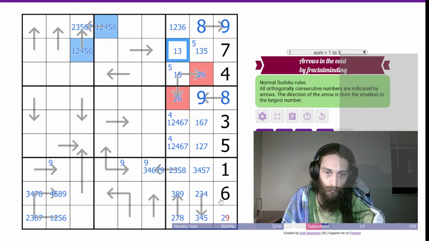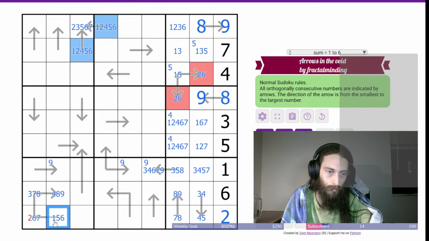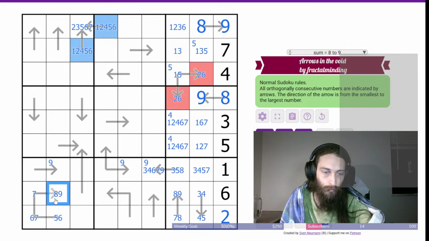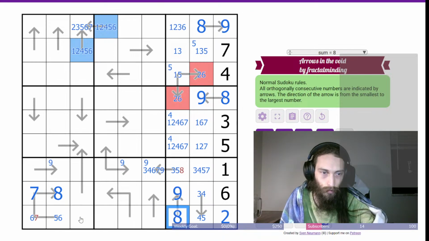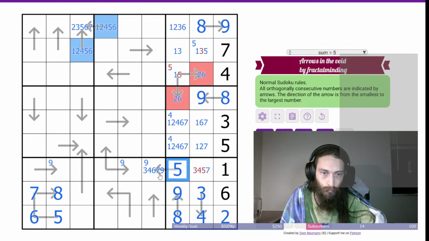But this is a 2 now, so we take all of those out. 3 and 3. 2, 3, 4, 5. 1, 2, 3, 4. 8, 9 pair removes the 8, which removes the 9, which means we have 7, 8, 9, 8, 6, 5. 5, 6, 7, 8. That works. 4, 3, 5, 6, 7.